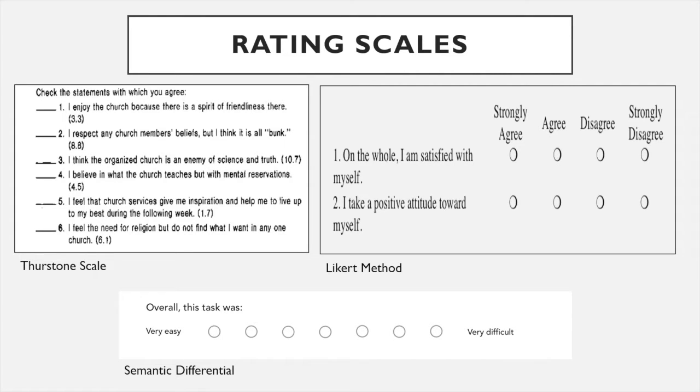So these are the following examples of rating scales. For the Thurstone scale, you are just going to check the statements with which you agree. So in this case, there are only two options: it is either you agree or disagree. For the Likert method, it has several scales such as strongly agree, agree, disagree, and strongly disagree. While for the semantic differential, the end choices are very easy and very difficult, but in between these choices are multiple points that you can select to determine how you feel.